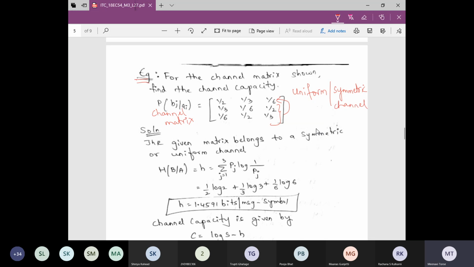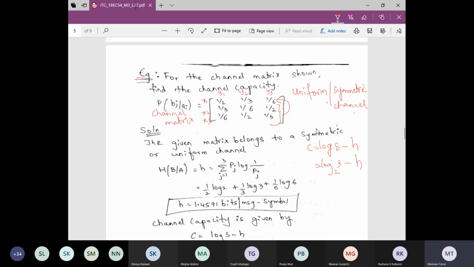So we need to determine the channel capacity. We know that channel capacity for a uniform or symmetric channel is given by log S minus H. S represents the number of output symbols. If you observe the matrix, we have 3 output symbols and 3 input symbols. So log of 3 to the base 2.